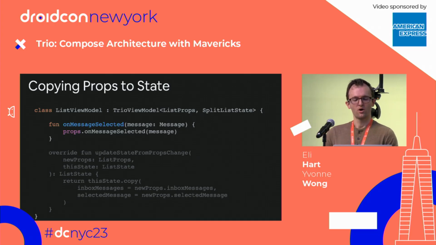For example, we'll do this in the onMessageSelected function. The list UI will invoke this function when a message is selected, and the event will be propagated to the parent through props.